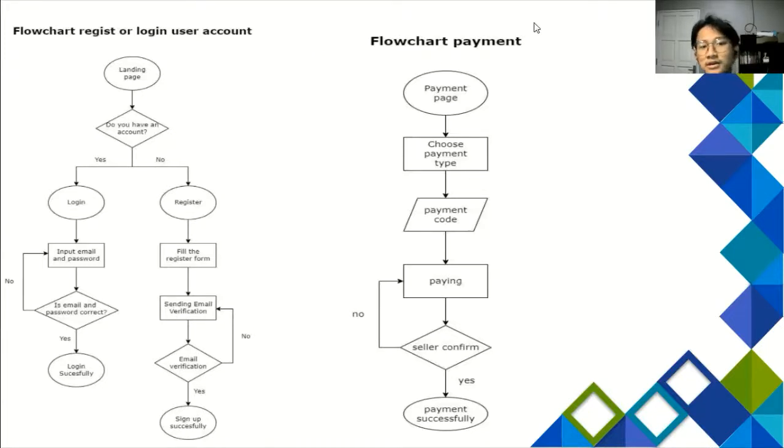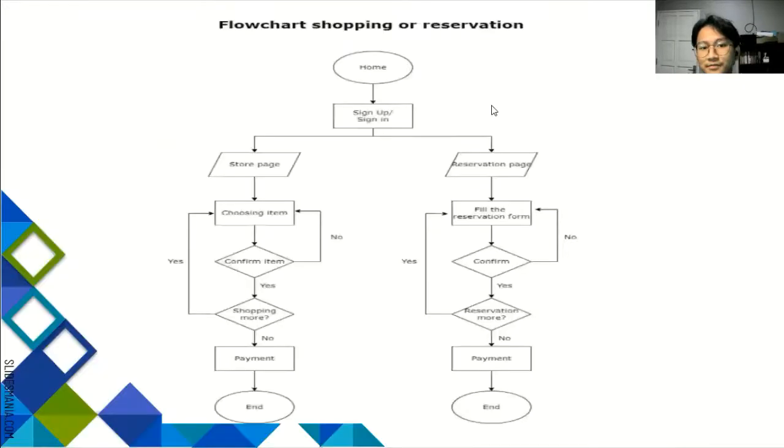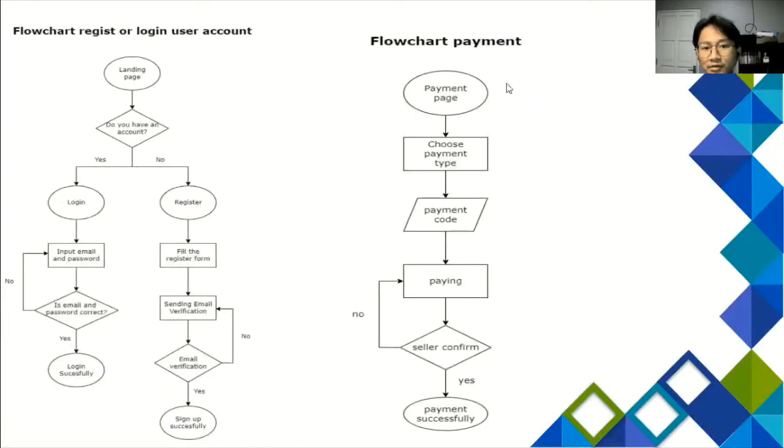Okay, and then in the flowchart payment, we are in the payment page. After that, choose payment type. After that, the system will output the payment code. After that, the paying process. After that, the seller confirms. If the seller confirms, the payment is successful, and if the seller has not yet confirmed the payment, you will check the payment again.